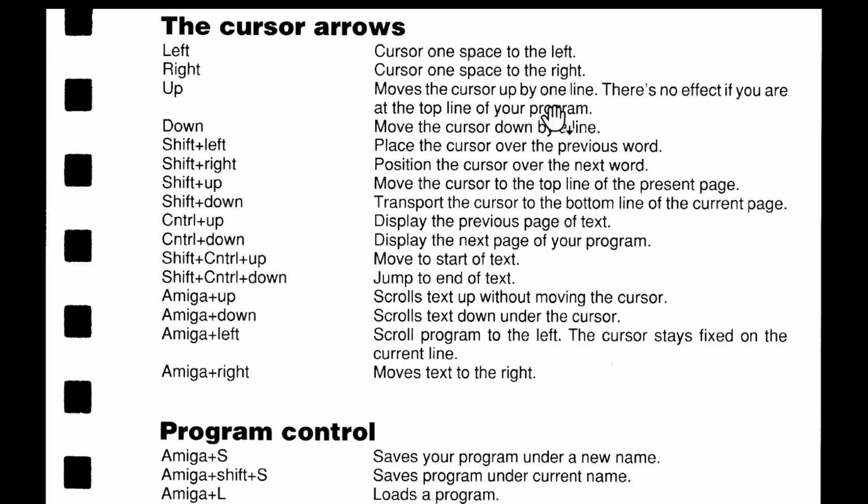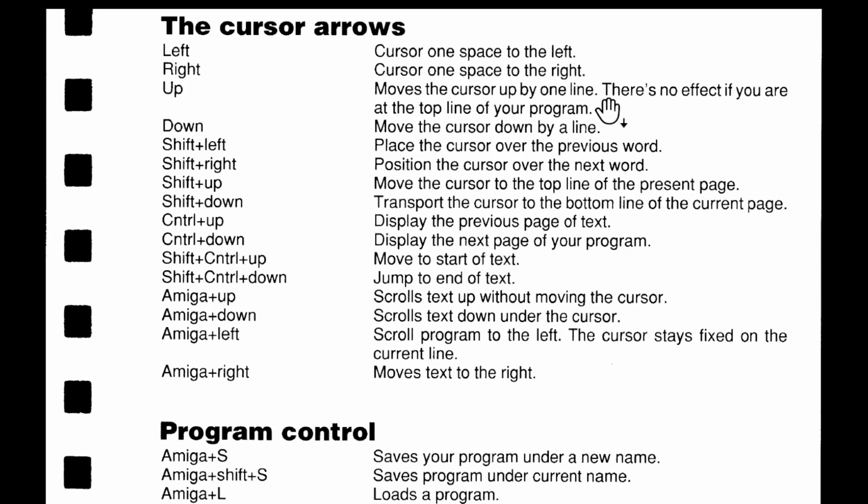The cursor arrows. Left. Right. Up. Down. Shift plus left. Shift plus right. Shift plus up. Shift plus down. CTRL and up. CTRL and down. Shift plus CTRL and up. Shift plus CTRL and down. Amiga and up. Amiga and down. Amiga and left. Amiga and right. Cursor 1 space to the left. Cursor 1 space to the right.